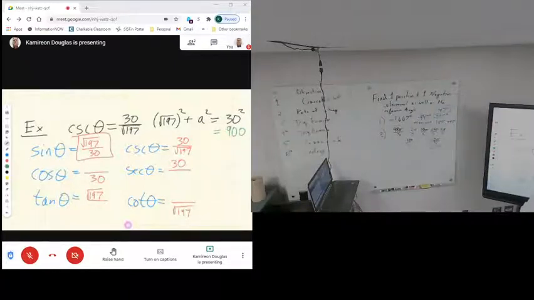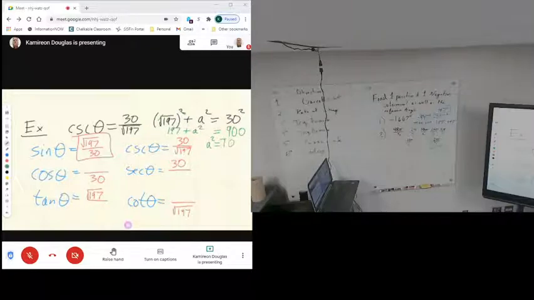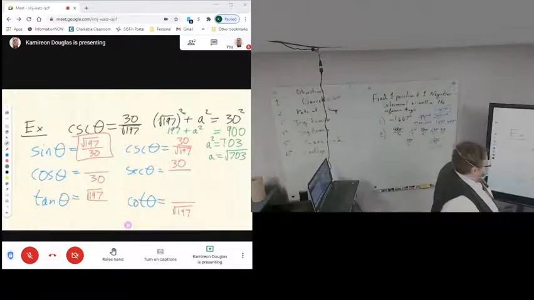Remember from earlier in the year, squares and square roots cancel. I get 197 plus a squared. And subtract, getting rid of the 197. A squared is equal to 703. Take a square root of both sides to get a by itself. So a is the square root of 703.